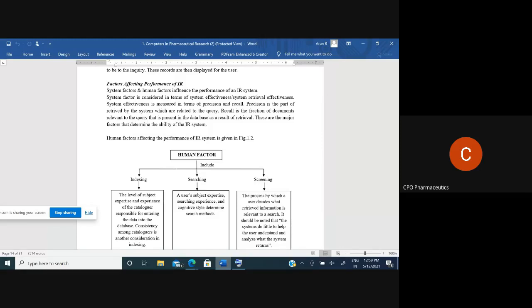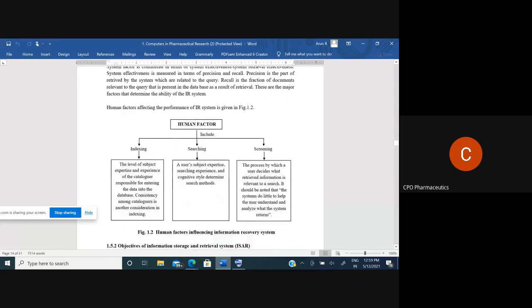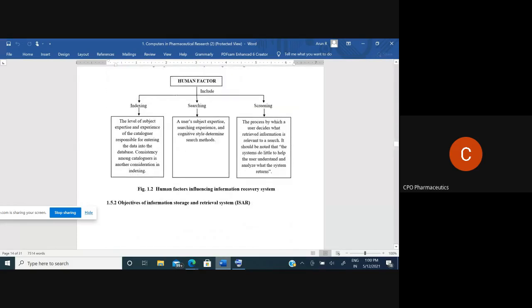So these are the two errors, and then there is the system factor: the system efficiency may be low, the system interface may be poor, and sometimes it may not correctly understand what query you are giving. So there are a number of errors which can happen in information systems. Generally, among human errors, indexing error, searching error and screening error can happen.